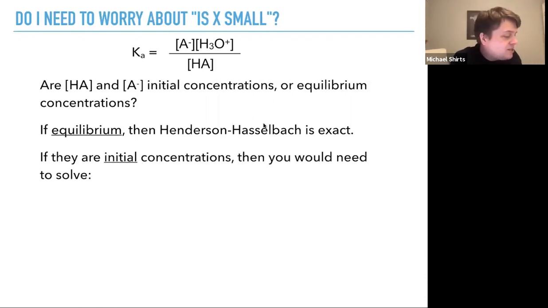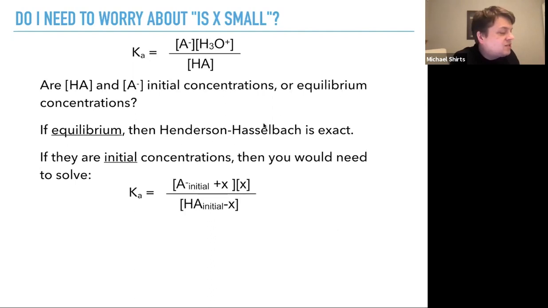If they're initial concentrations, then you would need to see, okay, I added this amount of acid and conjugate base, what's going to happen? What equilibrium is going to be reached? So you need to solve something like this, that the Ka is equal to A minus initial plus x, times the amount of H plus created, divided by HA initial minus x.